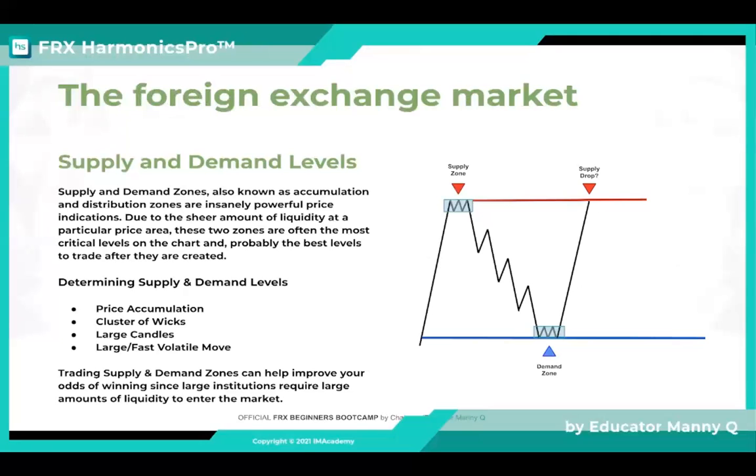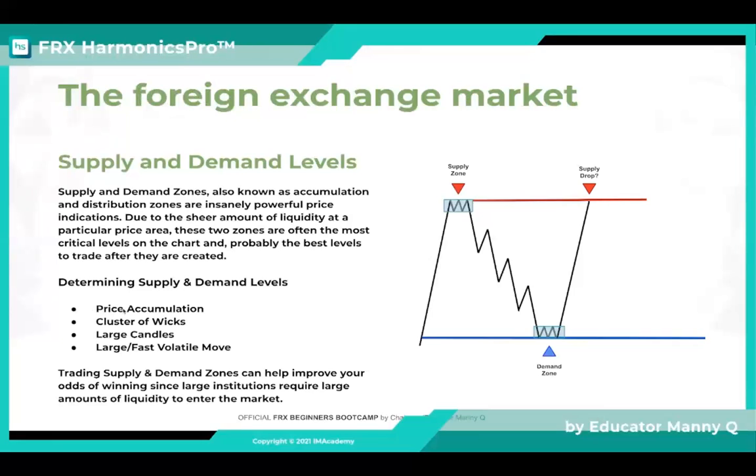So basically, supply and demand levels are support and resistance levels on steroids. They're stronger, they have more money in them, and bigger moves are happening from these supply and demand levels. And you most definitely want to learn how to trade with supply and demand in the market. Okay. So determining supply and demand levels, you can determine what a supply and demand level is based on 4 different factors. So the first factor of a supply and demand level is basically price accumulation.